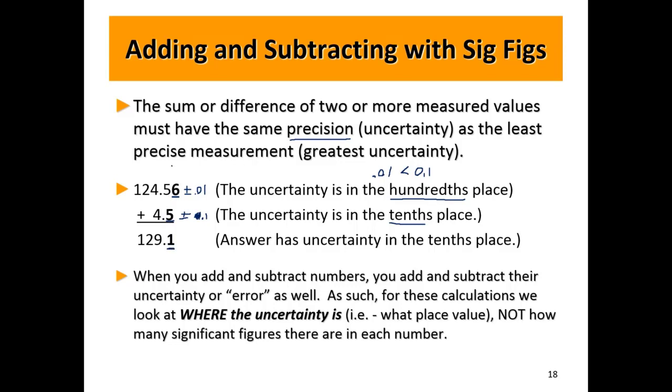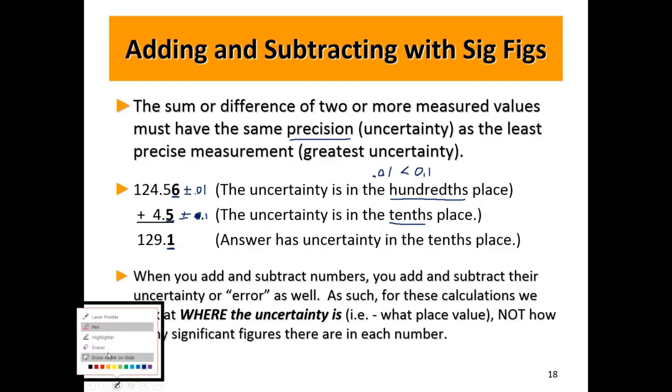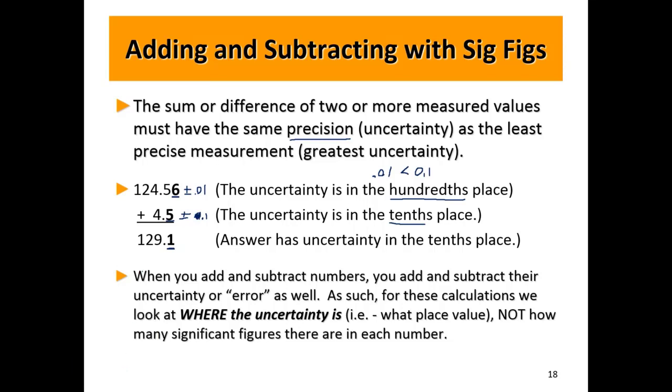Another way you can look at this: since the uncertainty is in the 10th place and that's a larger uncertainty, I have to round my answer to the 10th place. Another way you can do this, which is maybe a little bit easier to see, is to line them up along the decimal. Go left to right until one of the numbers stops having significant figures. In this case, the bottom number stops having significant figures after the 10th place. So you just draw that line down, and there you go.